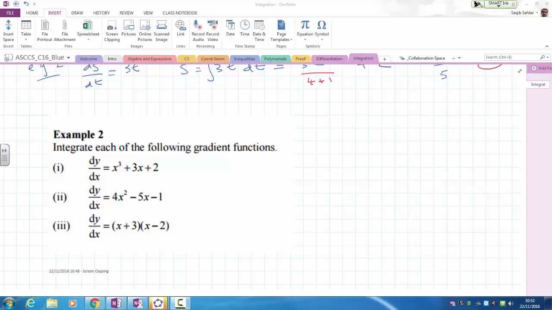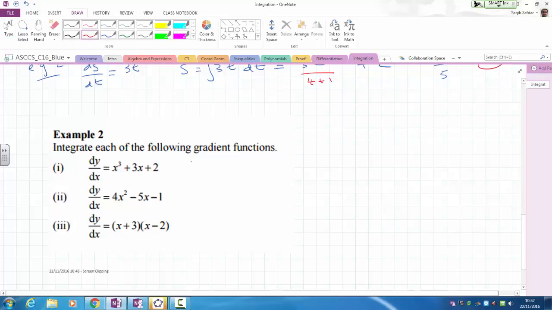So, with the first one, what do we get? Y equals, what do you get? x to the 4 over 4 plus 3x squared over 2. Excellent. Plus 2x. Plus c. Excellent. Well done. Okay, the next one.